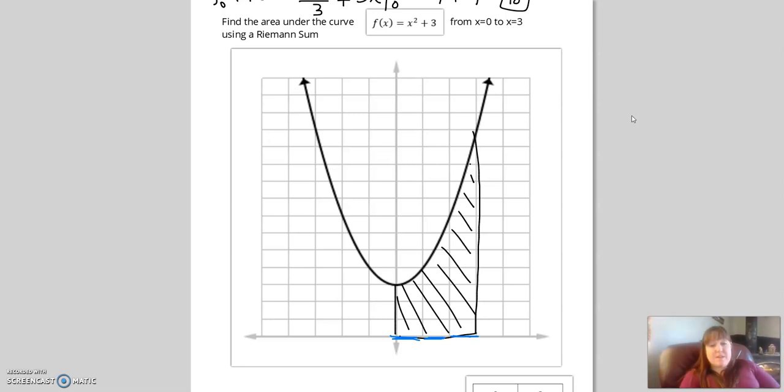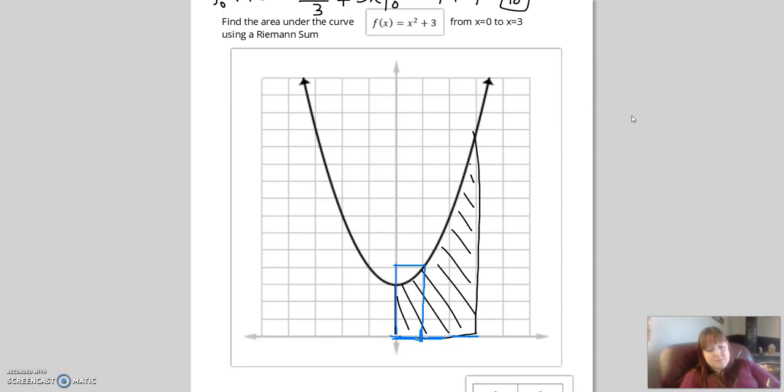Those are the widths. And then the right-hand Riemann sum is the idea that we go from the right side. So what's the right side of this rectangle? It would be right here, right? And so we go up to the curve, and then we go over, and we make a rectangle, okay?